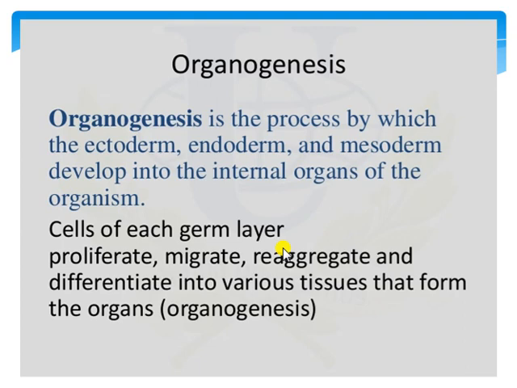So organogenesis, we all know, is first of all differentiated into morphogenesis. Morphogenesis means the formation of various kinds of forms in the embryonic body, and after that, differentiation of the cells.